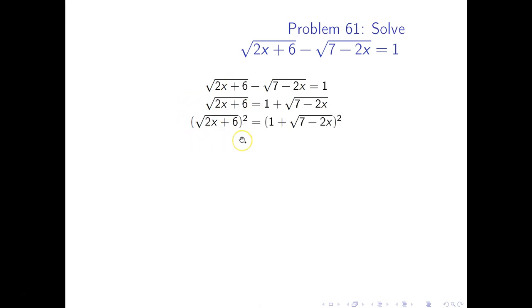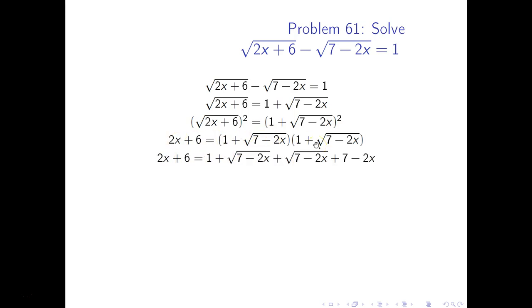If I square both sides, this side squared, that's really nice. That's 2x plus 6. And this I'm going to rewrite out. Now if I multiply this side out, I get 1. So FOIL or distribution, however you want to call it, it's going to give you this whole thing, because the last one will be squared, this square root times that square root, which just gives you 7 minus 2x. Now we combine like terms. On the right hand side, 1 plus 7 is 8. The negative 2x moves over here. And this square root plus that square root are the same, so I get 2 square root of 7 minus 2x.